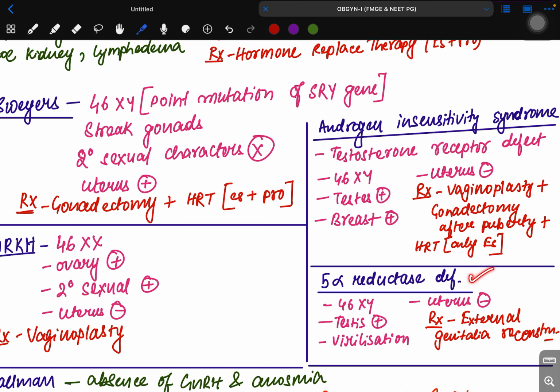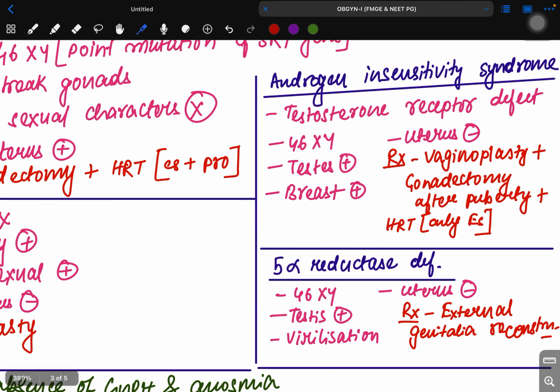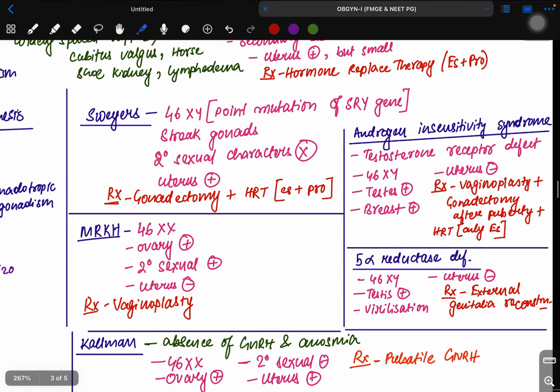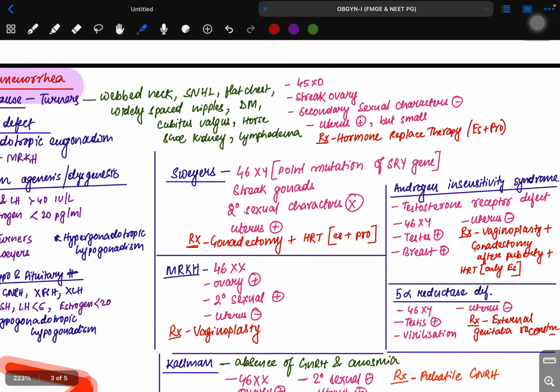5-alpha reductase deficiency, so there is 46XY, the testis is positive, there is virilization, the uterus is not present, and the treatment is external genitalia reconstruction. You have to remember, when you are giving hormone replacement therapy, if the uterus is present, we are giving estrogen and progesterone combined, but when uterus is not there, we don't need to give the progesterone, we are giving only estrogen.